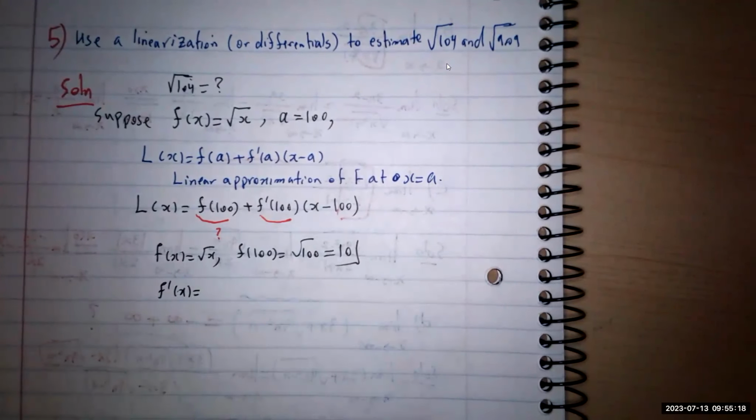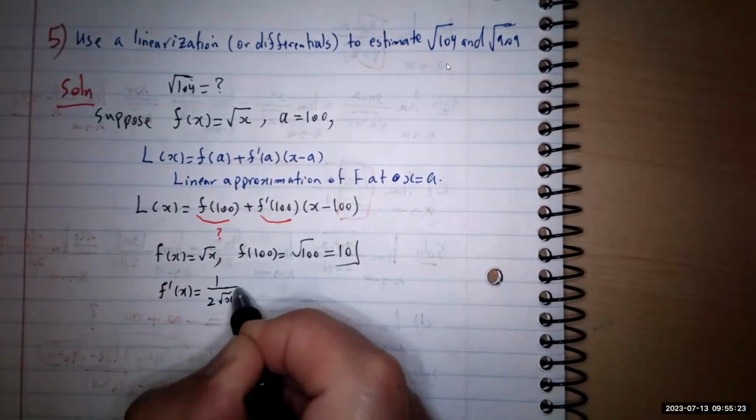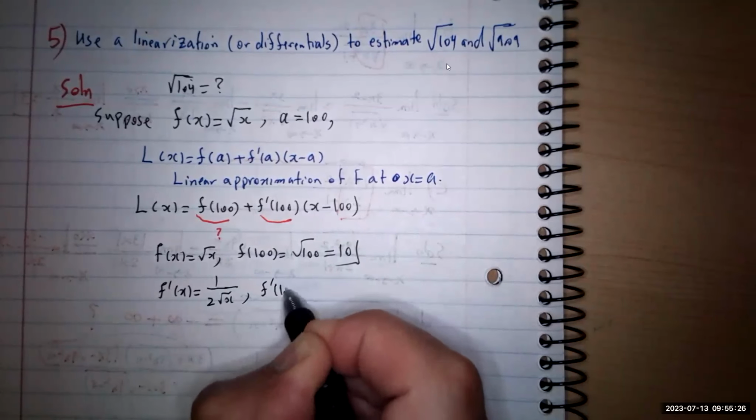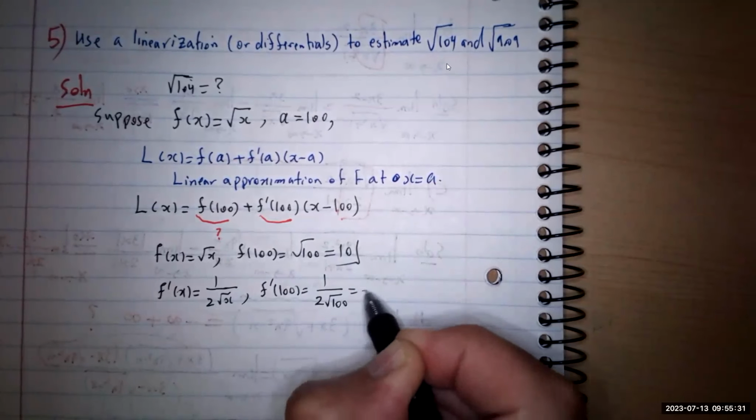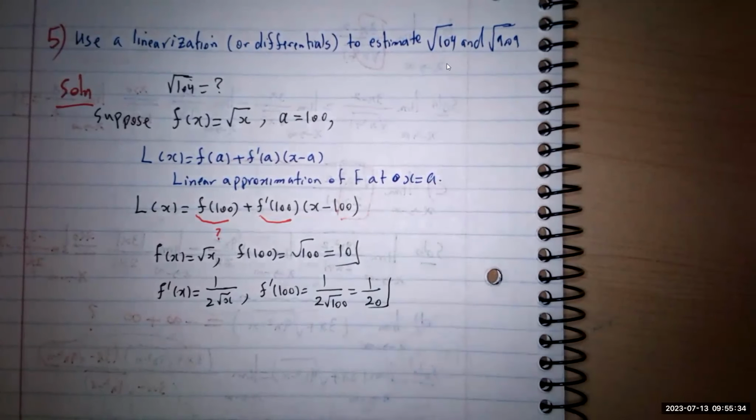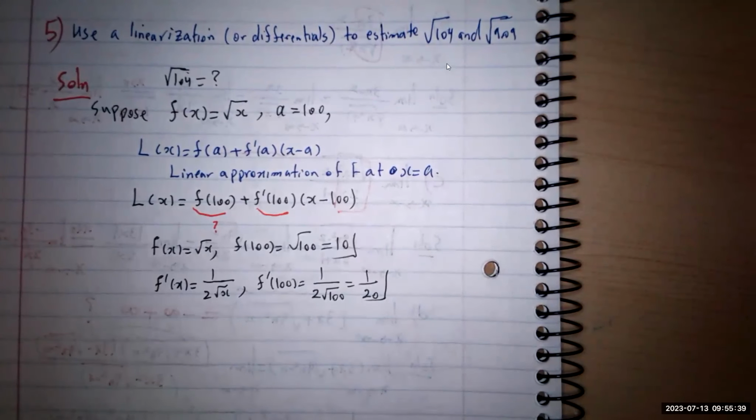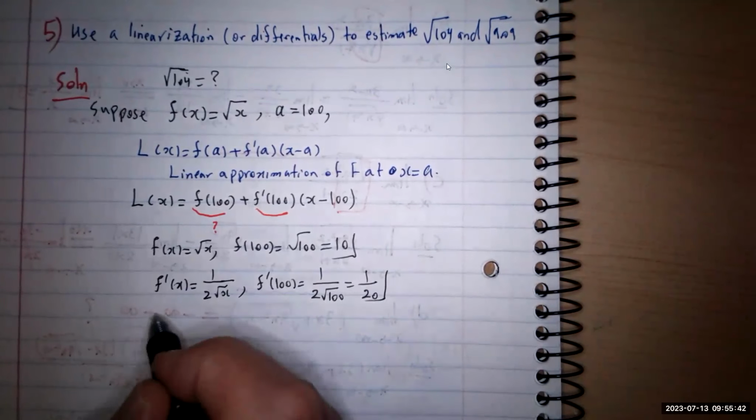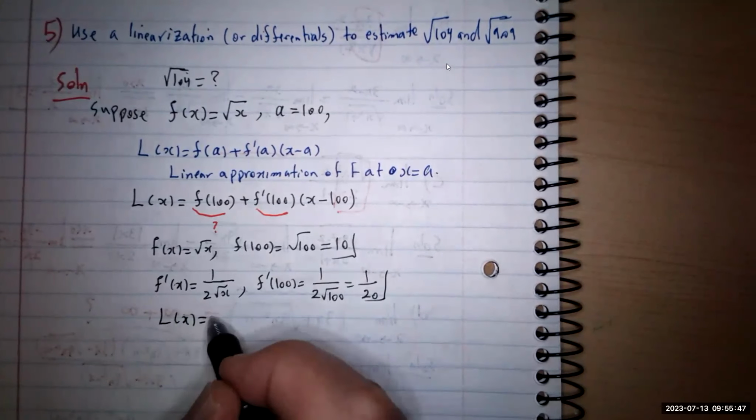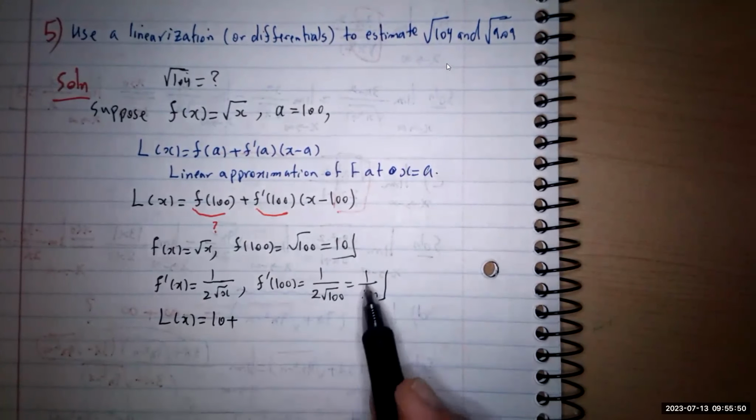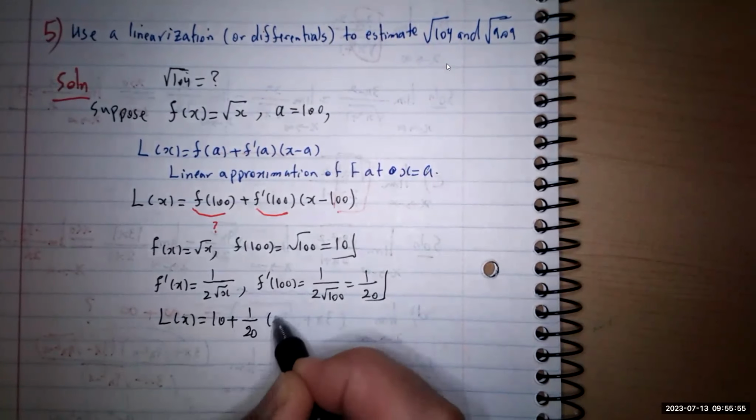That's f of 100. Differentiate: f prime of x would be 1 over 2 radical x. So you're going to find that f prime of 100 is 1 over 2 radical 100, which is going to be 1 over 20. Go back, write the equation of the line, tangent line, or your linearization. So L of x would be f of 100, 10, plus f prime of 100, 1 over 20, times x minus 100.